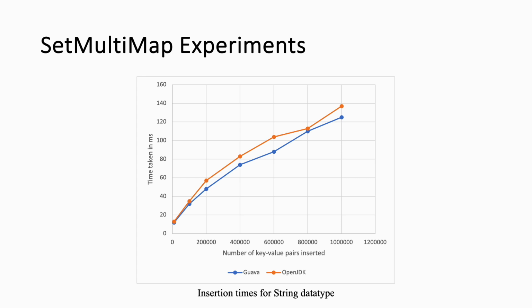Here are the results for set MultiMap with the string data type. Observing these times, we can see that our implementation of MultiMap in OpenJDK performs a little worse when compared to the implementation of MultiMap in the Java library.